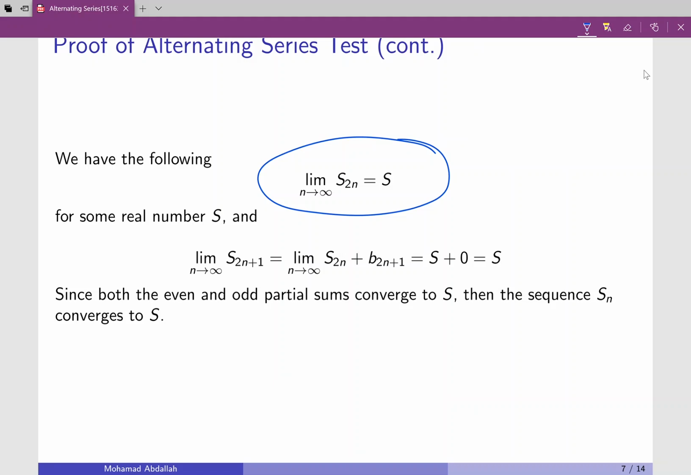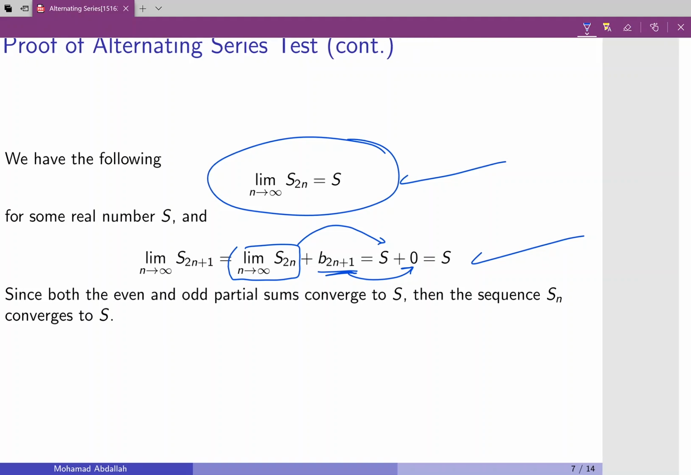Okay, now I know that this limit goes to s. Now I know that this limit goes to 0. Why? Because that's what we assumed. We assumed that bn is decreasing, and that bn goes to 0 when n goes to infinity, and we wanted to show that it's convergent. So you see that the limit when n goes to infinity of s2n is equal to a finite number. The limit when n goes to infinity of s2n plus 1 is a finite number. So the even and the odd partial sums converge to s, then the sequence Sn converges to s as well.